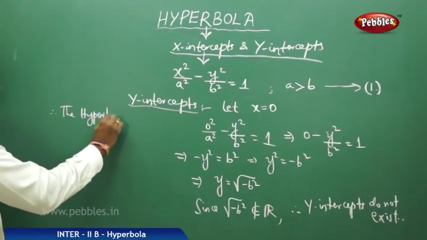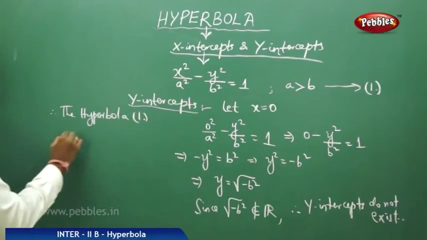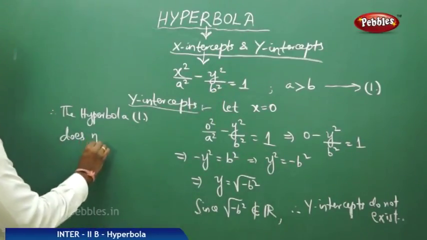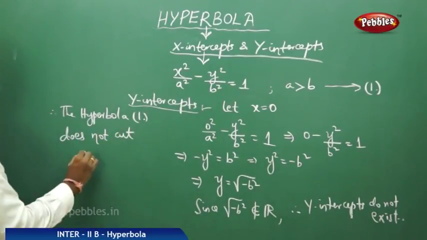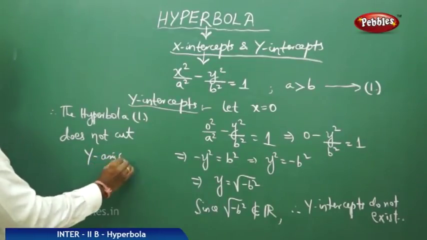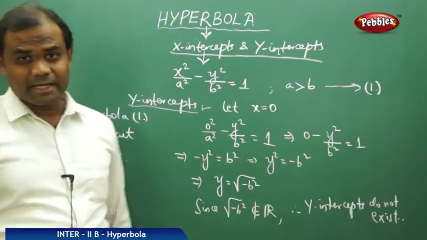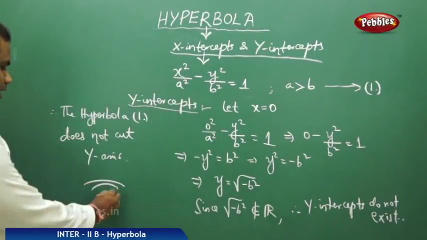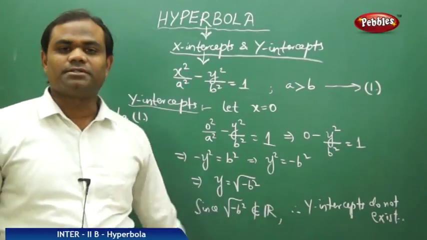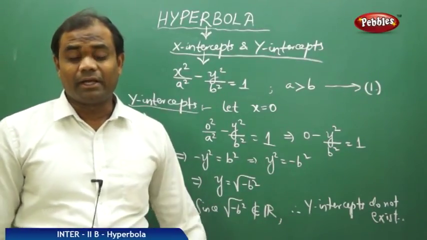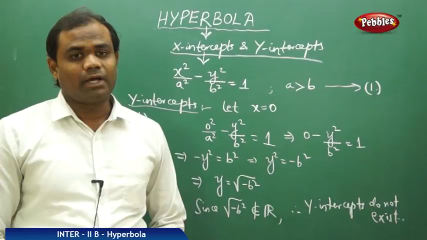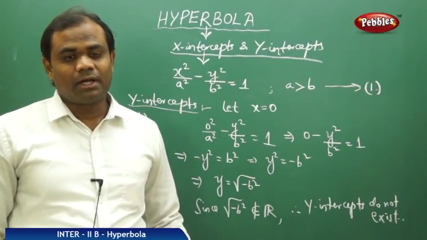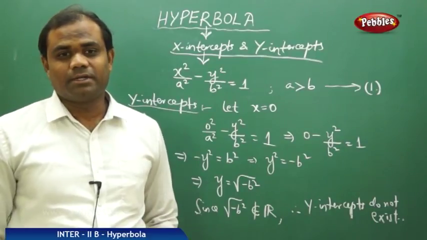And when y-intercepts do not exist, we understand that the hyperbola 1, given by equation 1, does not cut the y-axis. It cuts the x-axis at A and A dash, but the hyperbola does not cut the y-axis because of this reason. This is how we understand the x and y-intercepts for the hyperbola. The hyperbola has two x-intercepts, A and A dash. The hyperbola does not have any y-intercepts.